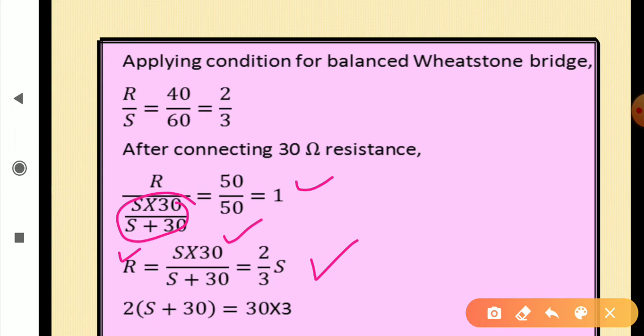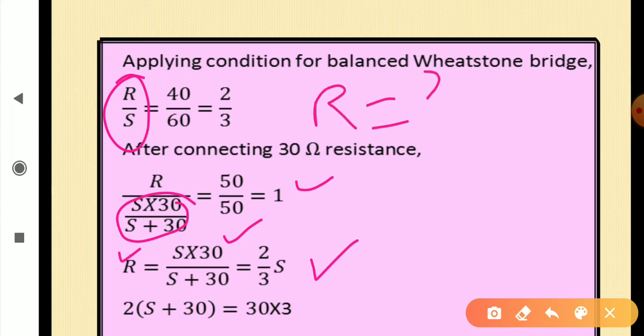And now from here, you can cross multiply, you can see things. So you can see 2S into 30. Look at it. We know that R upon S is equal to 2 upon 3, so R is equal to 2 upon 3 S.